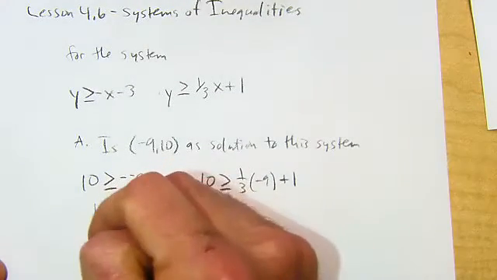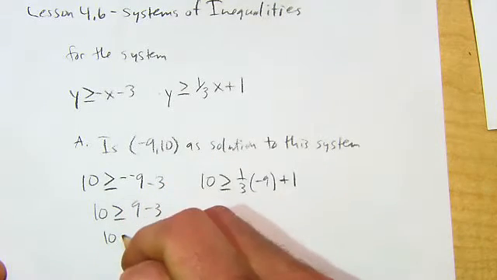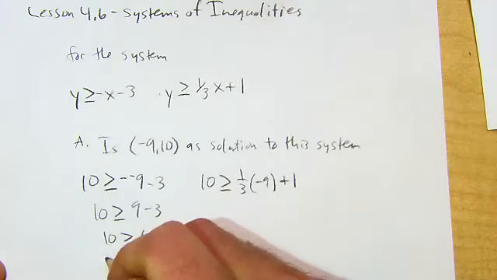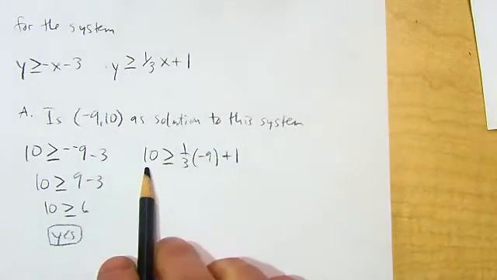If they're both true, then it is a solution. So this is -9 minus 3, 10 greater than or equal to 6. Yes. So you do need to show this out on your homework there to get credit. Check this one too.